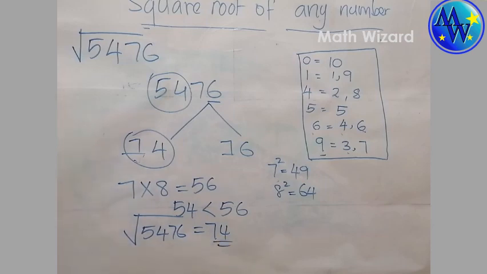Very easy, right? We are finding the square root within seconds. No need to divide one by one, or no need to memorize the squares. This is the very easiest method. You can follow this one. I hope this trick is helpful for you.